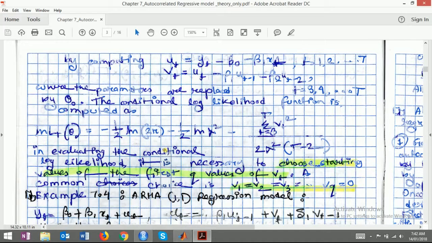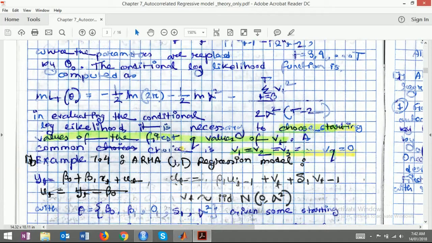In evaluating the conditional log likelihood, it is necessary to choose starting values of the first q values of vt. A common choice is v1 equals v2 equals up until vq equals 0. That means t equals 1 and t equals 2, so v1 and v2 will become 0, and from v3, because t from 3 to T we are estimating from v3, there will be values that will be estimated, but the first two will be 0. Very good, very clever.